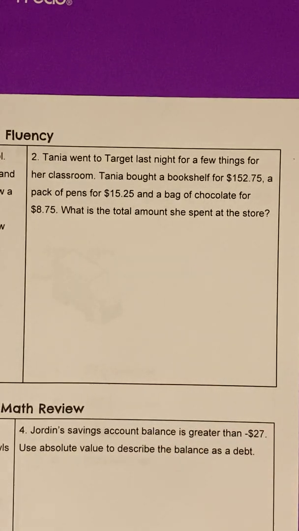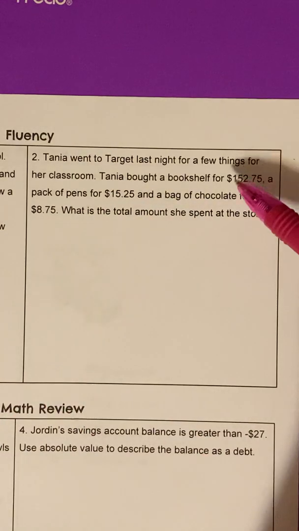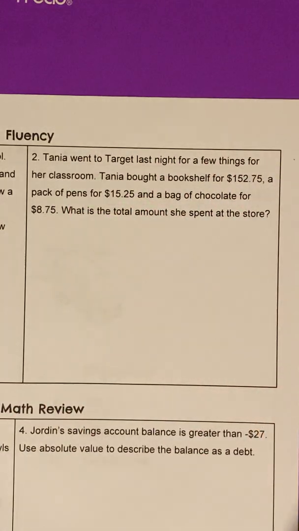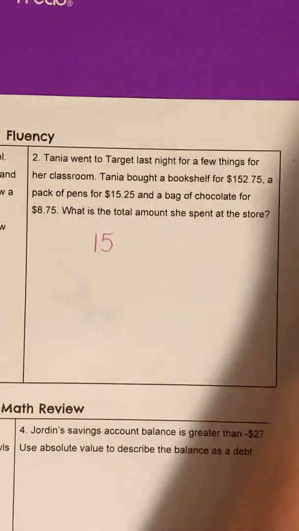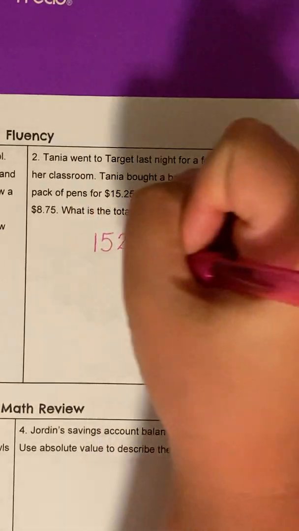Tanya went to Target last night for a few things for her classroom. Tanya bought a bookshelf for $152.75, a pack of pens for $15.25, and a bag of chocolate for $8.75. What is the total amount she spent at the store? Easy peasy. We could just add these. Now, you can add 2 and then add the third one, or you can add them all together. Whatever you want to do. I'm going to add them all together and line up the decimals.